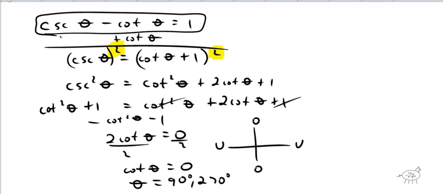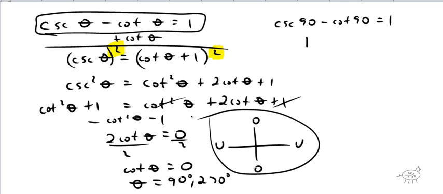So, very first problem. Okay, so let's plug that 90 in there. Cosecant of 90 minus cotangent of 90, and we're seeing if that equals 1. Well, cosecant is the reciprocal of sine. Sine of 90 is 1, so its reciprocal is 1. And cotangent, well, I just drew this chart right here, right? This is for cotangent, and cotangent of 90 is 0. So 1 minus 0 is equal to 1, so that's good. So 90 is a good one.